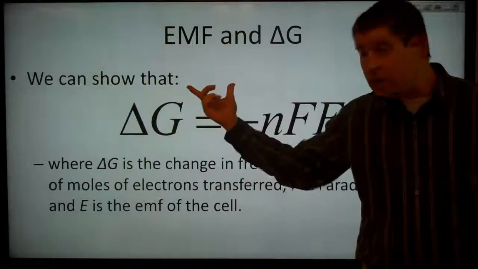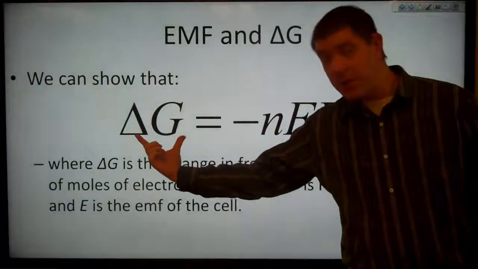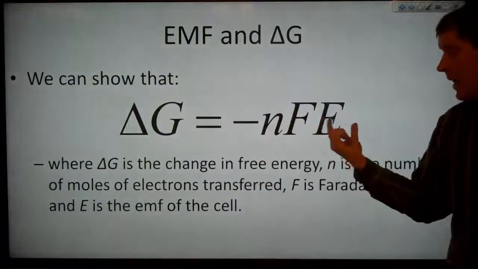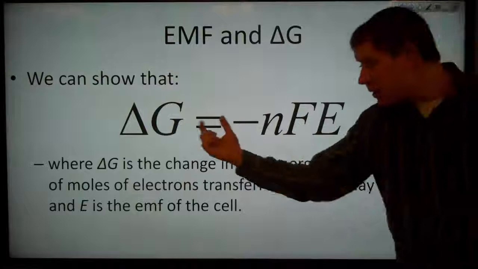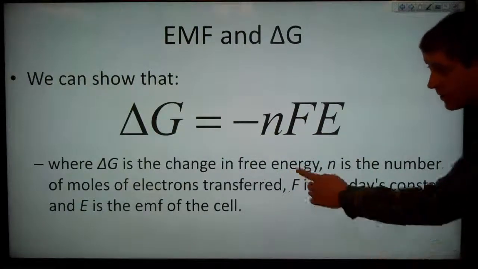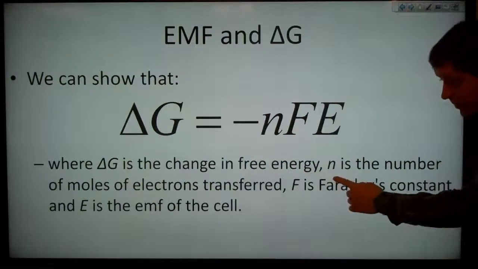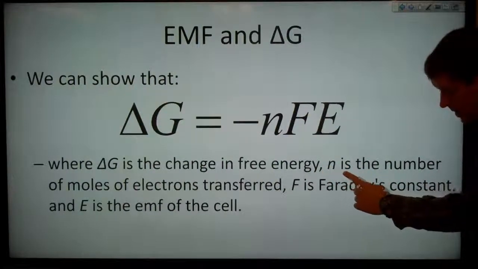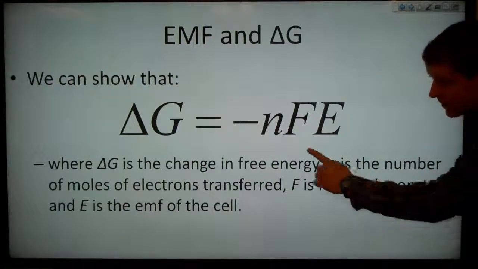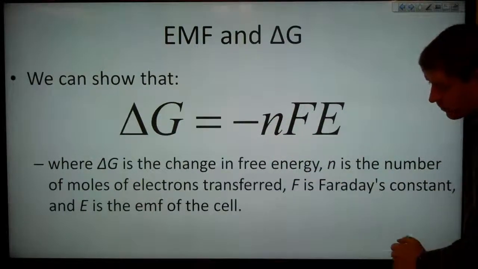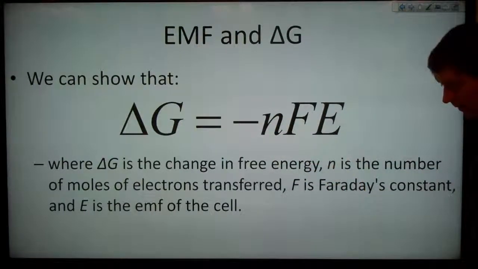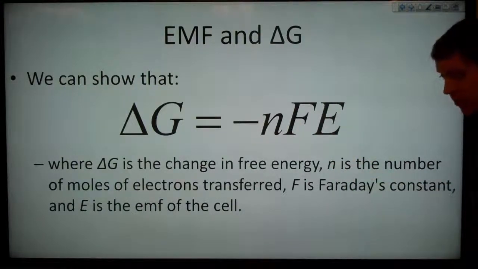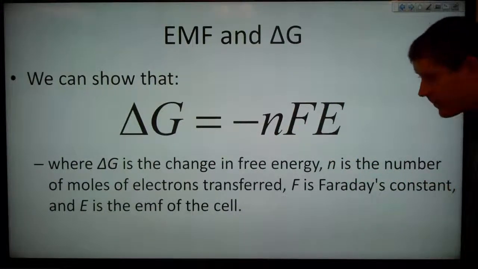So we can show that the change in Gibbs energy, delta G, is equal to minus nFE, right? Delta G there is the change in Gibbs free energy. n is the number of moles of electrons that is transferred, that's this n here. F is Faraday's constant, and E is the electromotive force of the cell. This is the cell potential.